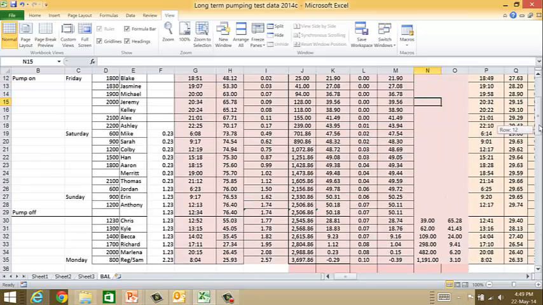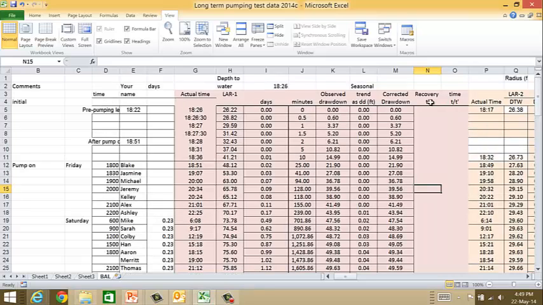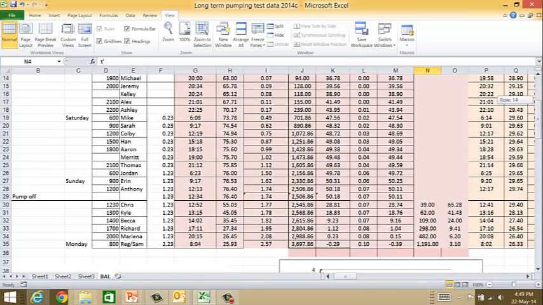We also want to do recovery. So first I calculated t prime, and this is the time since the pump was shut off. I did that by taking the elapsed time here in minutes, and then I went over here, and this is when the pump was shut off. So this is just the elapsed time since the pump was shut off.